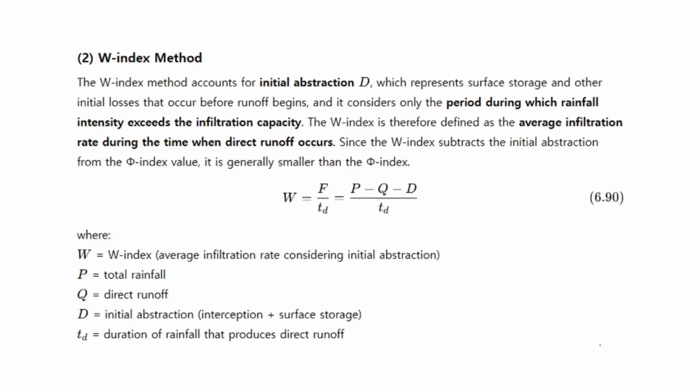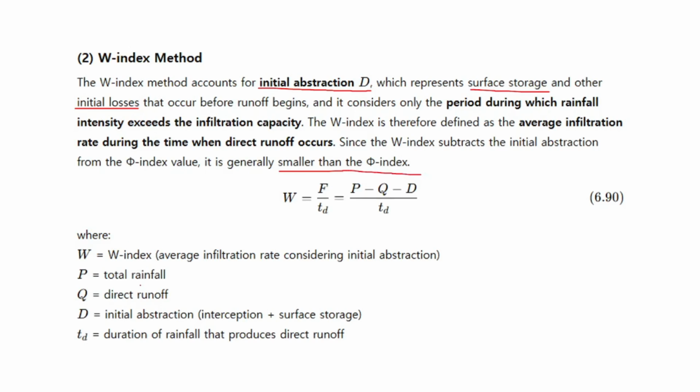So we have the W index method. The W index method accounts for initial abstraction D, which represents surface storage and other initial losses that occur before runoff begins, and it considers only the period during which rainfall intensity exceeds the infiltration capacity. The W index is therefore defined as the average infiltration rate during the time when direct runoff occurs. Since the W index subtracts the initial abstraction from the phi index value, it is generally smaller than the phi index.